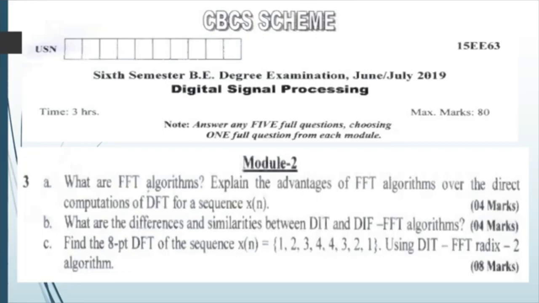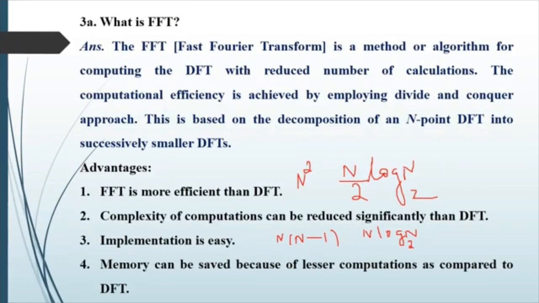Explain the advantage of FFT algorithm over the direct computation of DFT for a sequence x of n. Second question is what are the differences and similarities between DIT and DIF FFT algorithms. And the third question is find the 8-point DFT of the sequence x of n equal to 1, 2, 3, 4, 4, 3, 2, 1 using DIT FFT radix 2 algorithm. We can go to the first question.